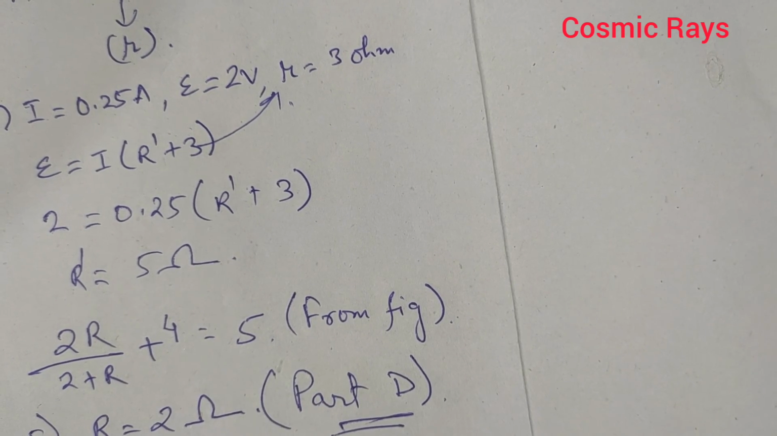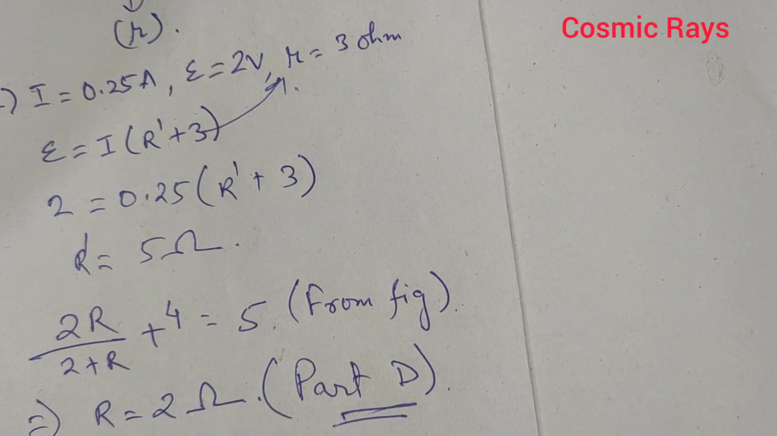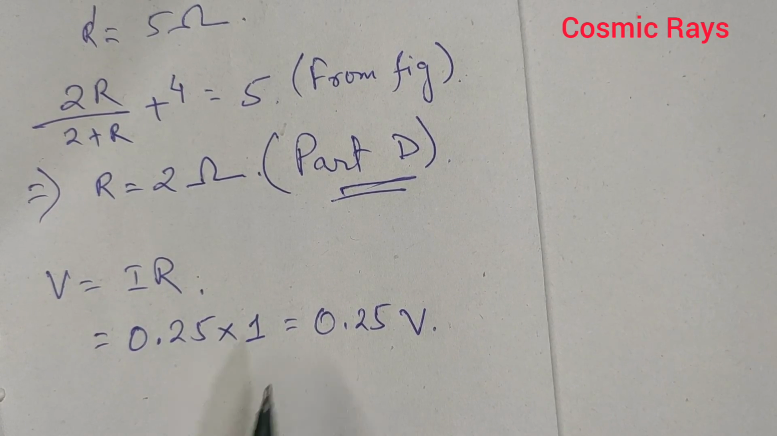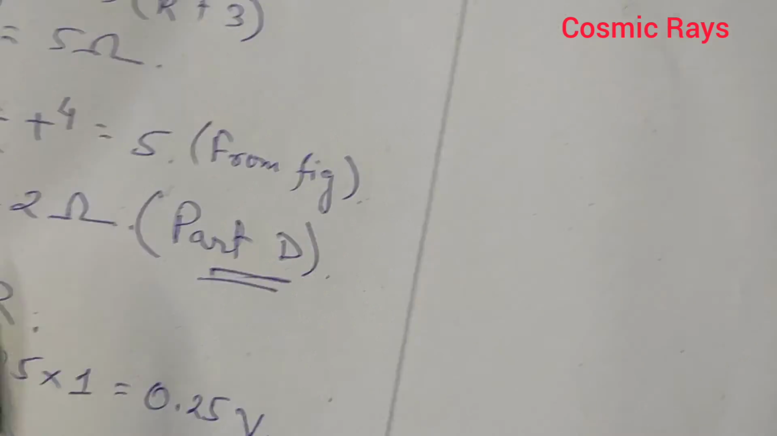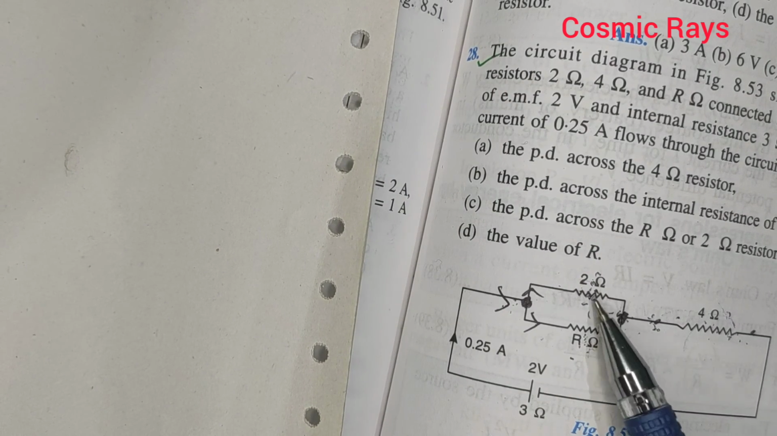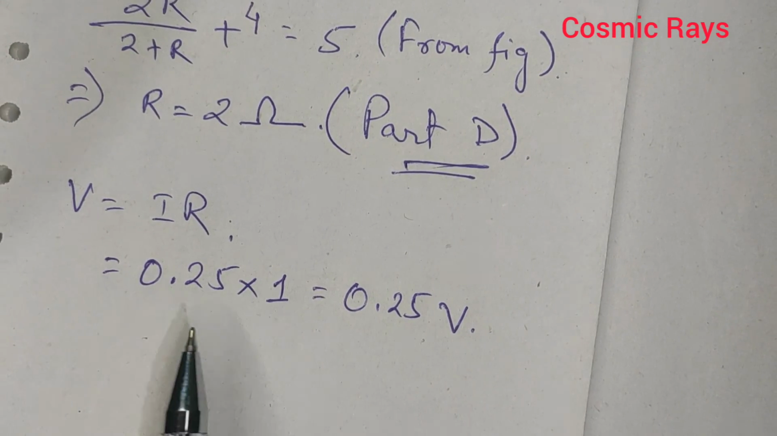Here now, please do not wonder from where we have got this one. This is simply from here. We have calculated the value of R, which comes as 2 ohms. So 2 ohm and 2 ohm, they are in parallel. So when you find out the equivalent resistance, it will be 1 ohm. That is the one we are using here.